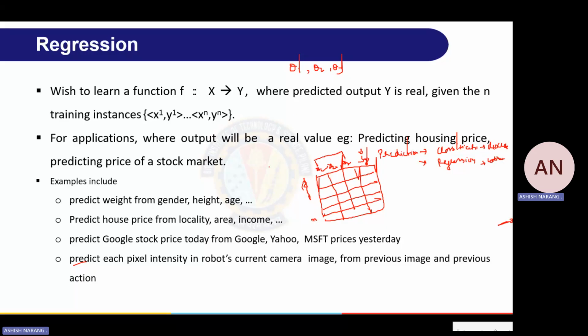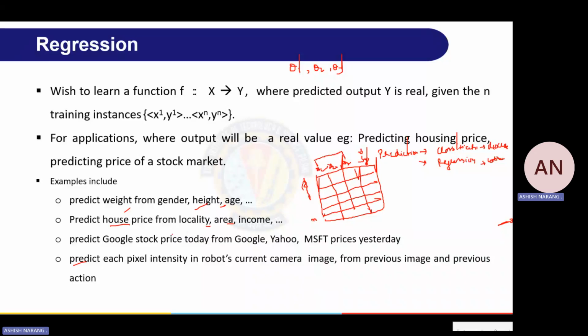So when you look at the examples, it's not only house price. I want to predict, let's say, the weight from gender, height, age. I want to predict the house price from locality, area, income. I want to predict Google stock price today from the prices yesterday, right? These are all examples of regression problems.